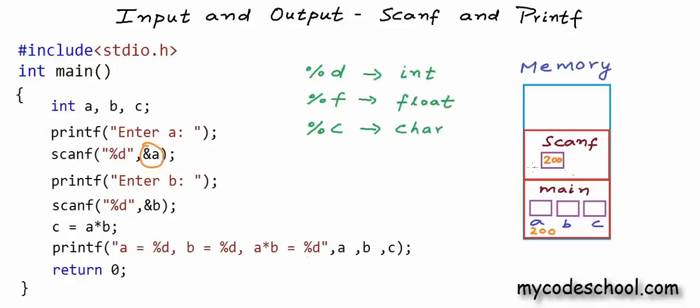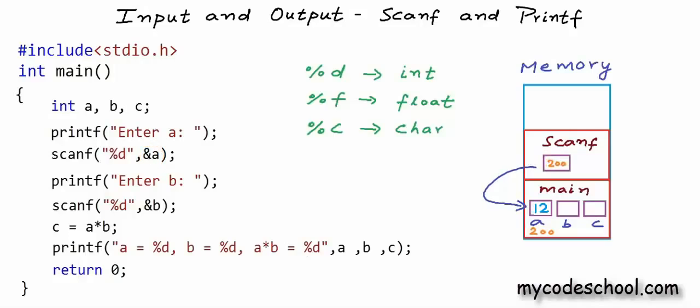Now scanf has a reference to A. In C, a variable that stores the address of another variable is called a pointer. So scanf has a pointer to A, and using this pointer it can access and modify the value in A, and this is how scanf will be able to write something here. If you want to understand this in detail, you can check the description of this video for a link to our lesson on pointers.